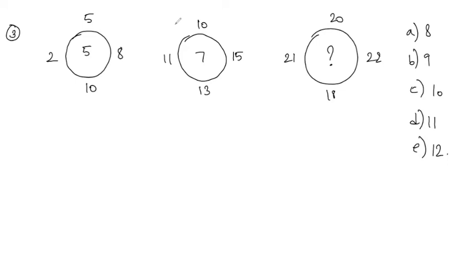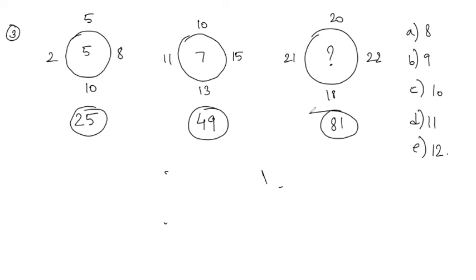What is the sum for the first circle? 25. Okay, 25. Sum for the second circle? 49. Okay. Sum for the third circle? 81. Okay. So now what is the final answer? Ma'am, 9 is the answer. Yes, 9 is the answer. Can you also tell how? Ma'am, square numbers. Squares of numbers. Correct. 25 is what? 5 square.